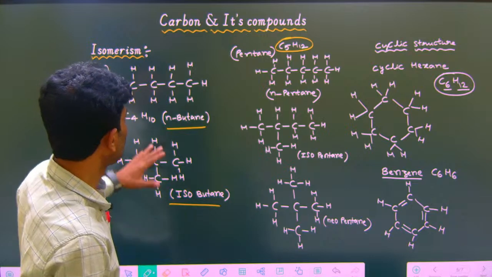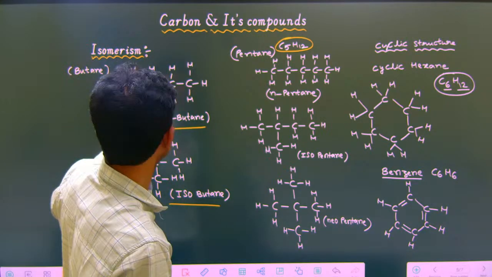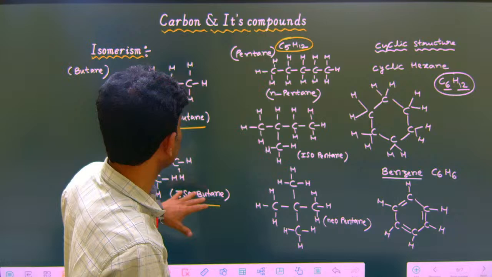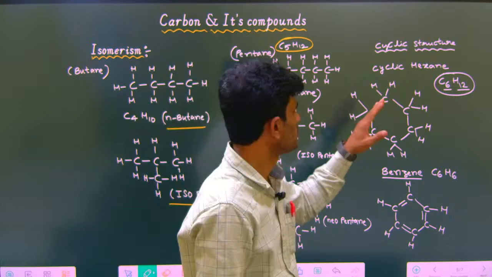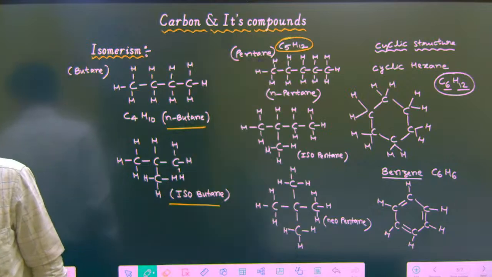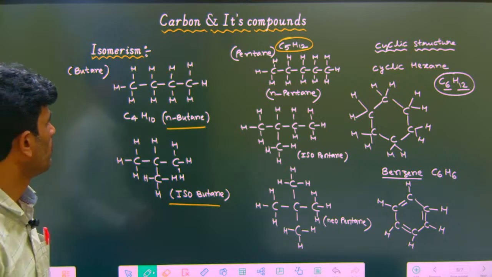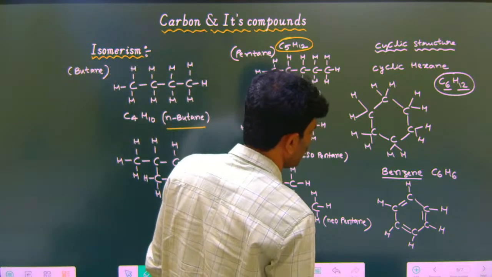Hope you understood how the isomers and structures of N-butane, isobutane, N-pentane, isopentane, neopentane, then cyclic hexane, and benzene are drawn. Got a clear idea about these? Now let us discuss the next important topic. Very important, next important topic.